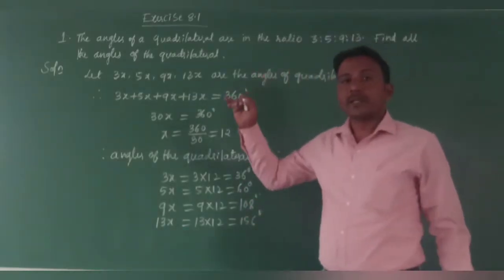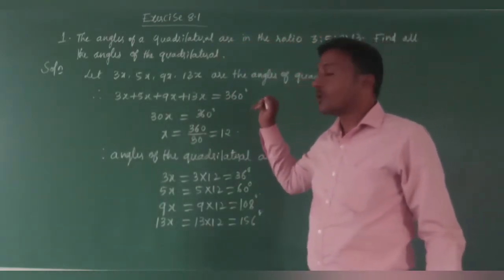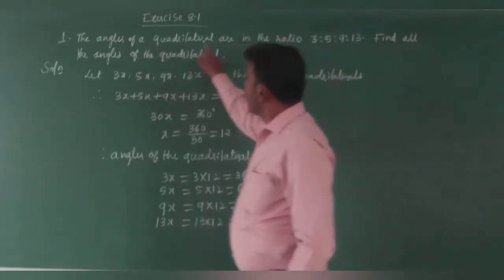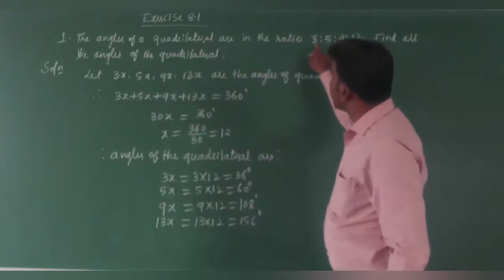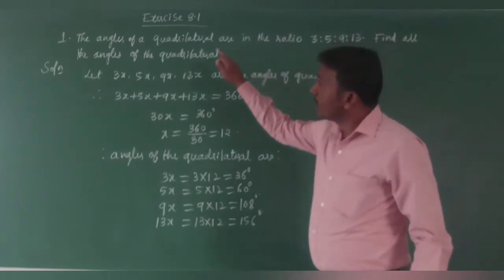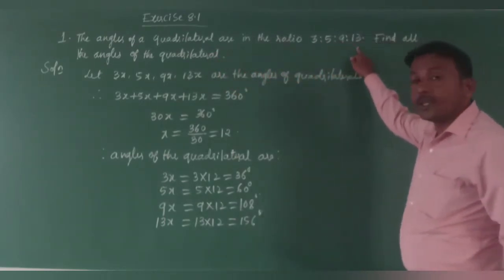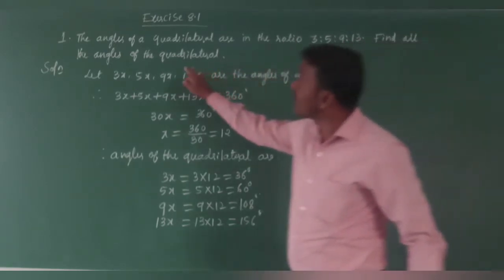By using all the theorems, all 7 theorems, let us discuss exercise 8.1. The first question from exercise 8.1: the angles of a quadrilateral are in the ratio 3:5:9:13. The angles of the quadrilateral are given here in the ratio 3:5:9:13. Find all the angles of the quadrilateral.